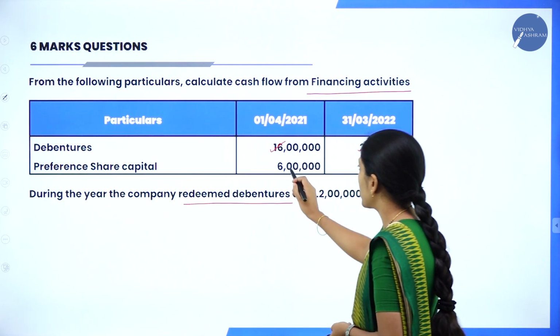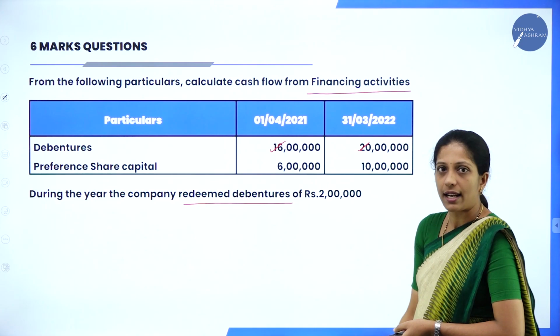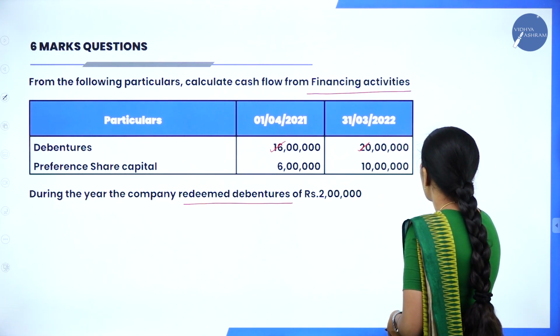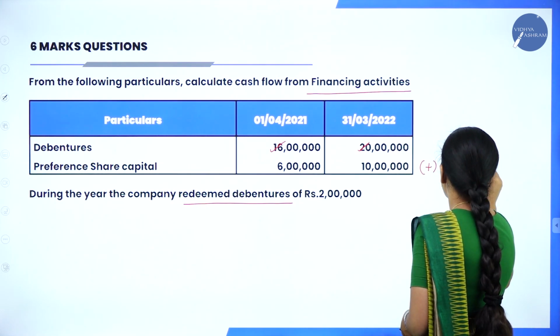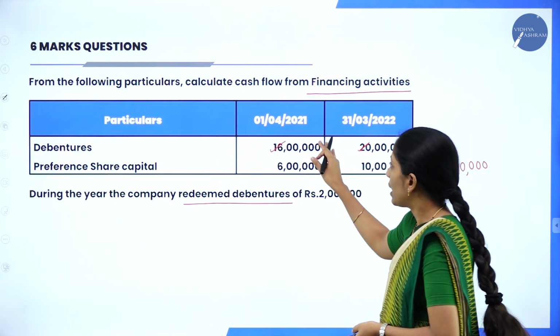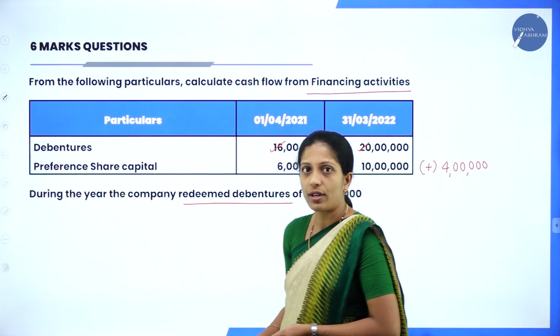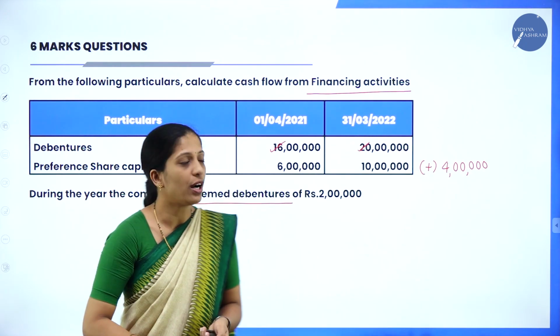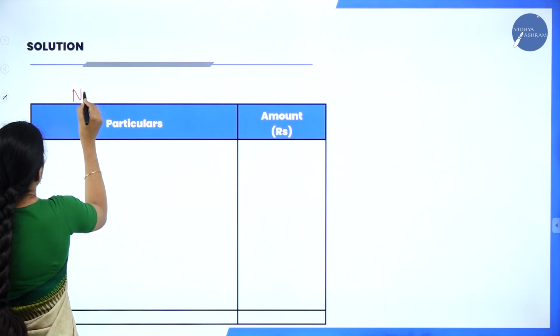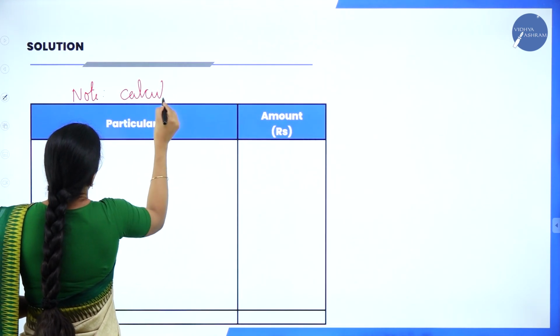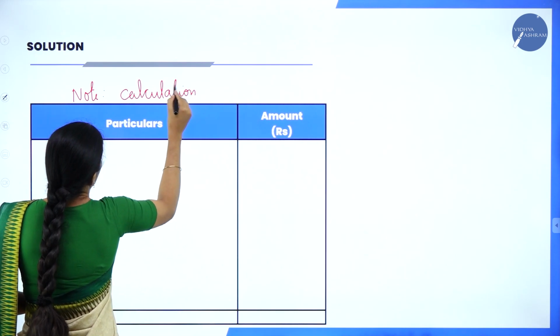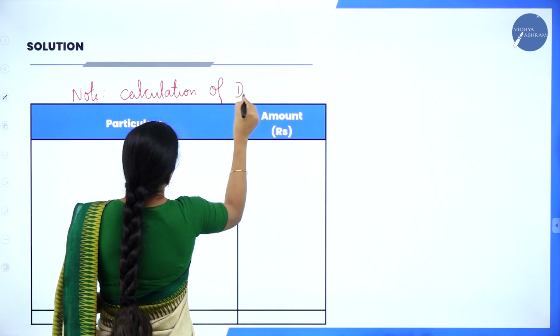Next, preference share capital. Earlier it was 6 lakh. Now it is 10 lakh. So it has increased to the extent of 4 lakh. So plus 4 lakh. Okay. Now for this we shall do a note. So we have to prepare a note for debentures. Note: calculation of debentures.